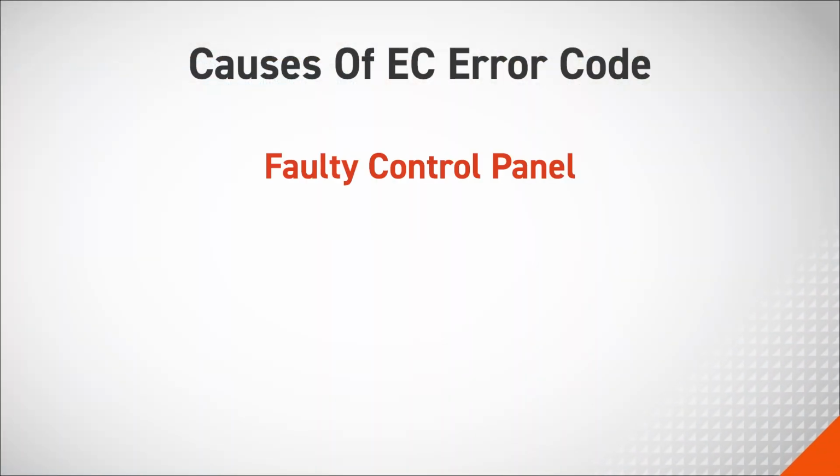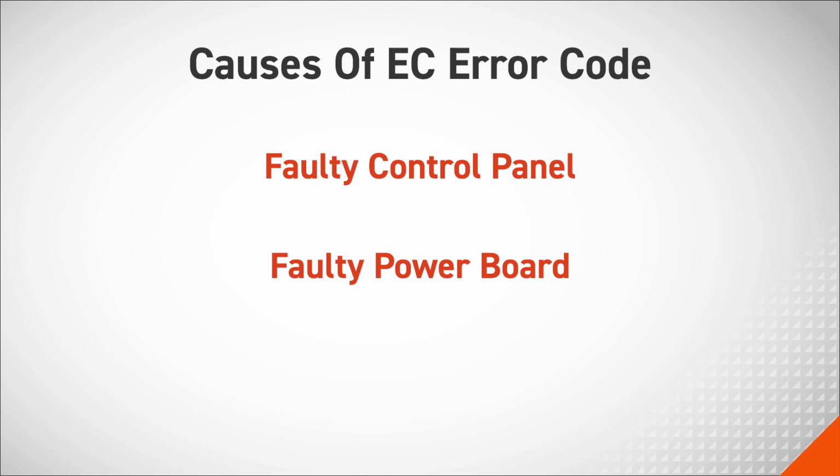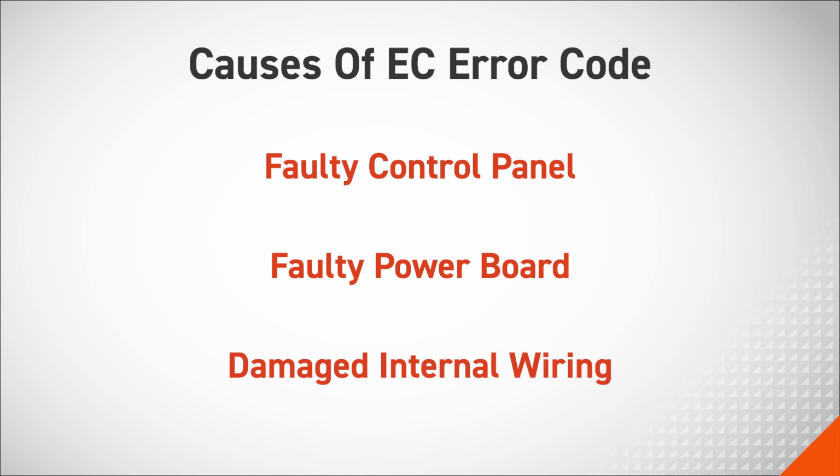One of the error codes you might encounter is EC, which stands for communication error. The EC error code indicates a communication failure between the control panel and the power board. Essentially, the power board has lost either partial or complete communication with the display. This issue can be caused by three main factors: a faulty control panel, a faulty power board, or damaged internal wiring. Step 1, check the control panel.